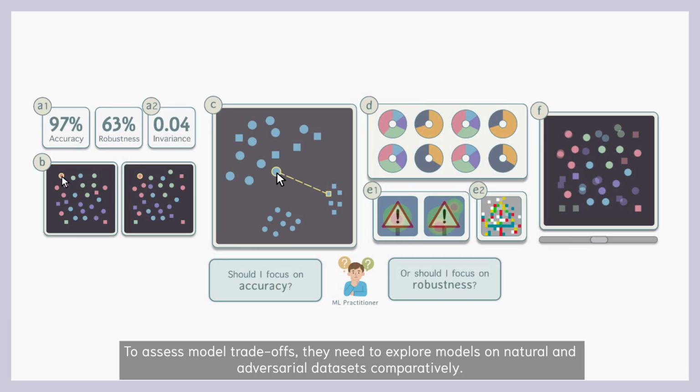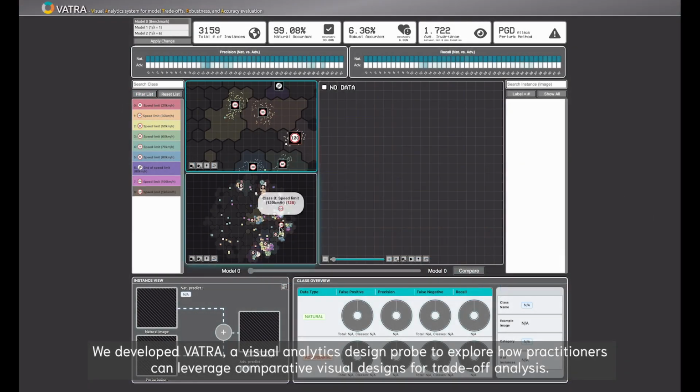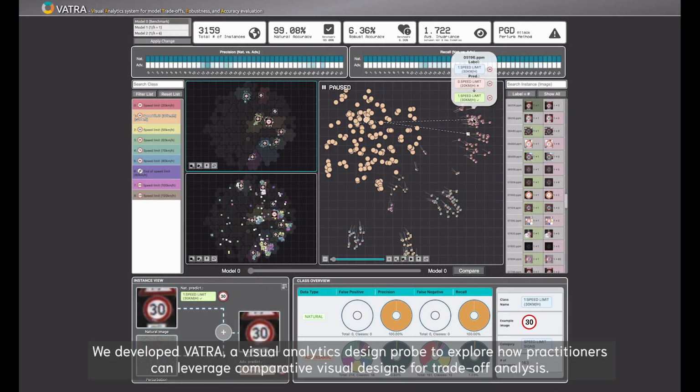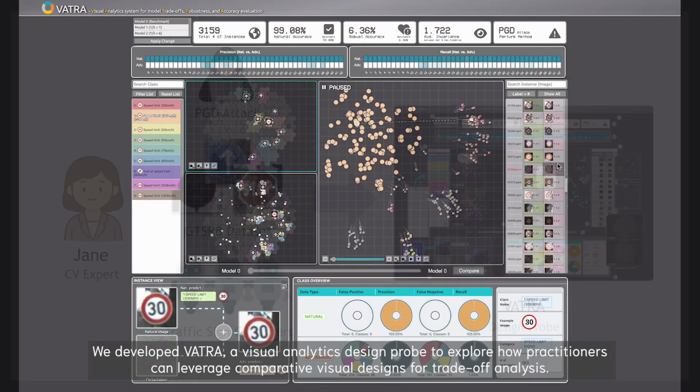To assess model trade-offs, they need to explore models on natural and adversarial datasets comparatively. We developed VATRA, a visual analytics design probe, to explore how practitioners can leverage comparative visual designs for trade-off analysis.